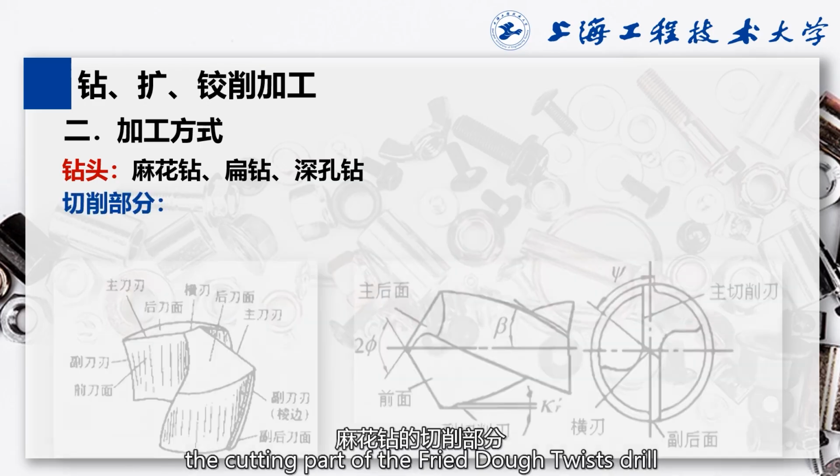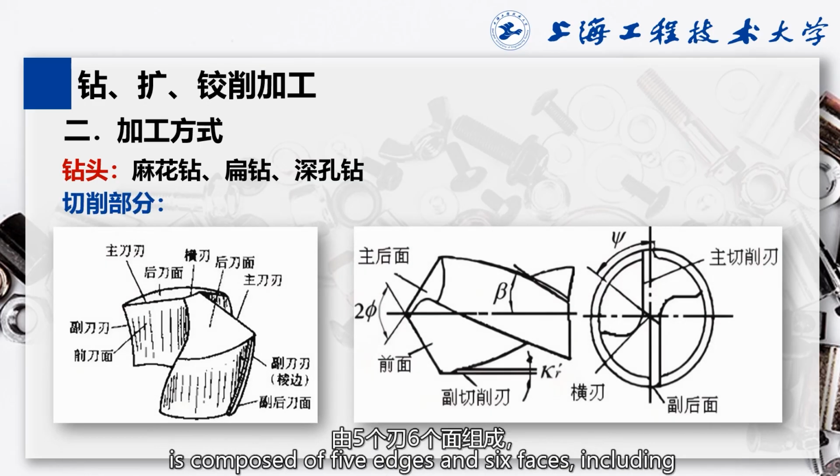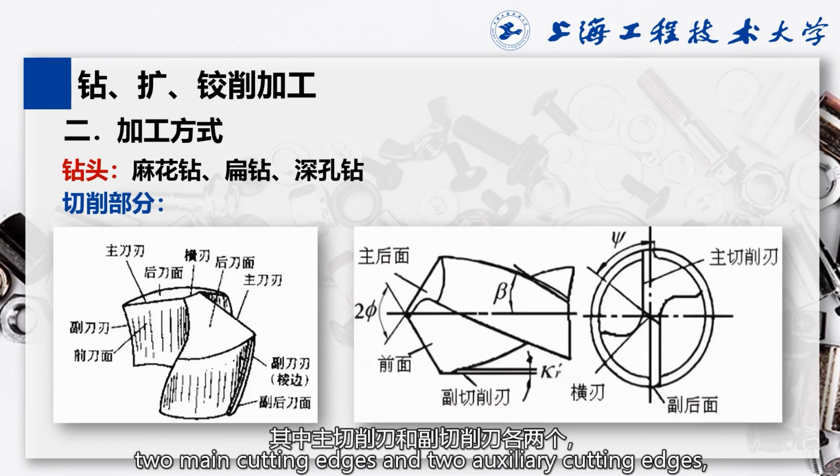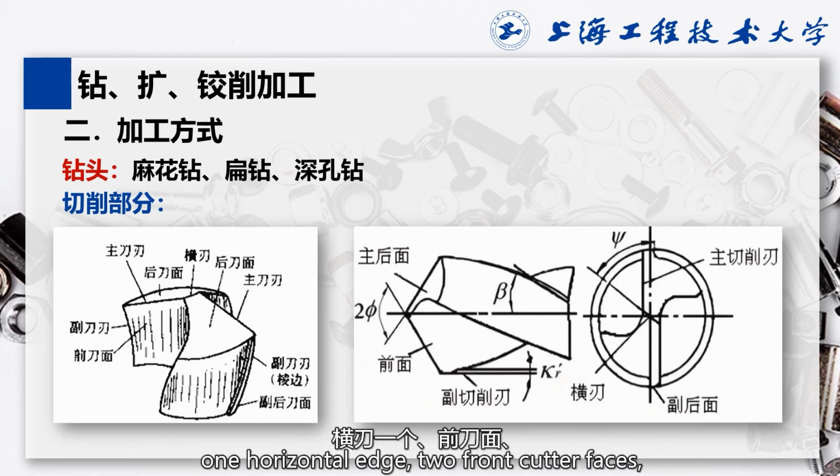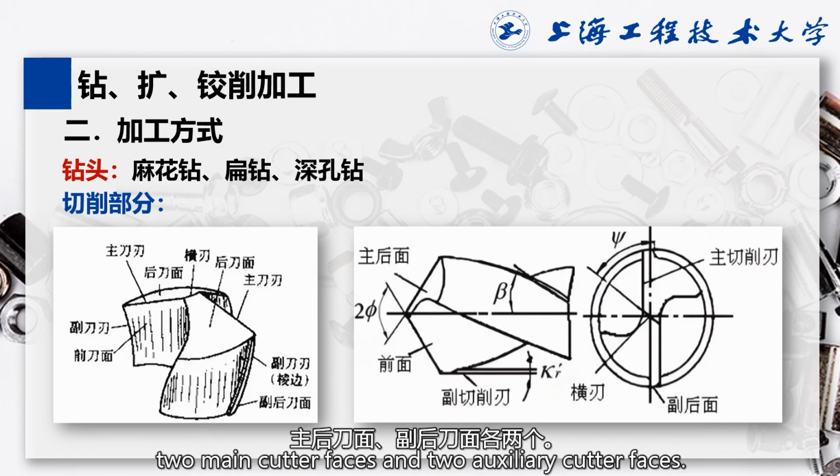The cutting part of the fried dowel twist drill is composed of 5 edges and 6 faces, including 2 main cutting edges and 2 auxiliary cutting edges, 1 horizontal edge, 2 front cutter faces, 2 main cutter faces, and 2 auxiliary cutter faces.